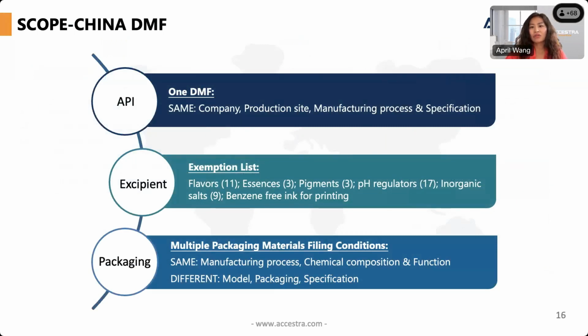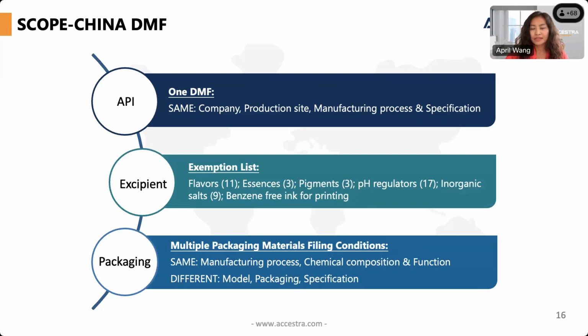And additionally, I'll also share some special conditions in China that applicants need to pay attention to. For APIs, according to the last version of API acceptance review draft, if the same API is produced by the same company at the same production site with the same manufacturing process and specification, it should be registered under 1 DMF number. Therefore, if any of these preconditions is different, it should be registered as 2 DMFs.